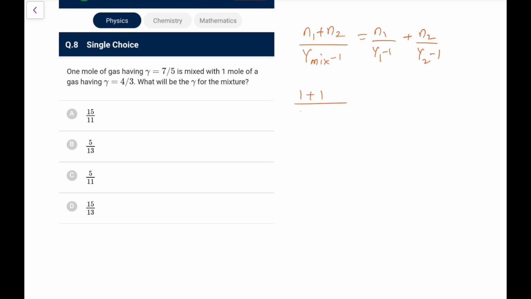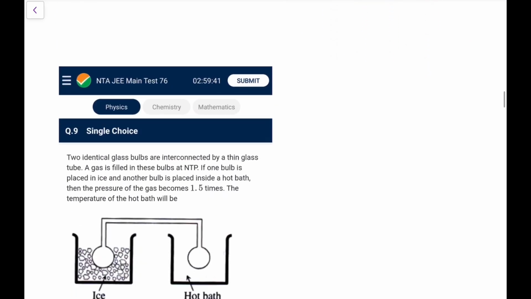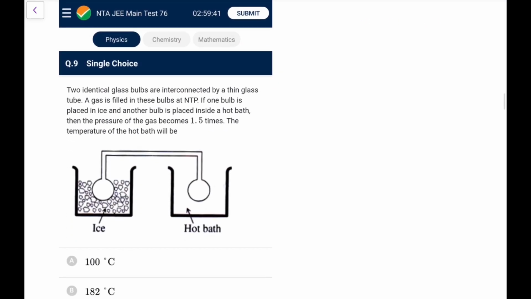So it's (1 plus 1) over (gamma mix minus 1) equals 1 upon (7 by 5 minus 1) plus 1 upon (4 by 3 minus 1). So it is 5 by 2 plus 3. So it's 11 by 2, and this is 2 upon gamma mix minus 1. So gamma mix minus 1 would be 4 by 11. So gamma mix you can say is 15 by 11. So go for option A, again a standard one if you remember this particular result. So these are the 8 questions.